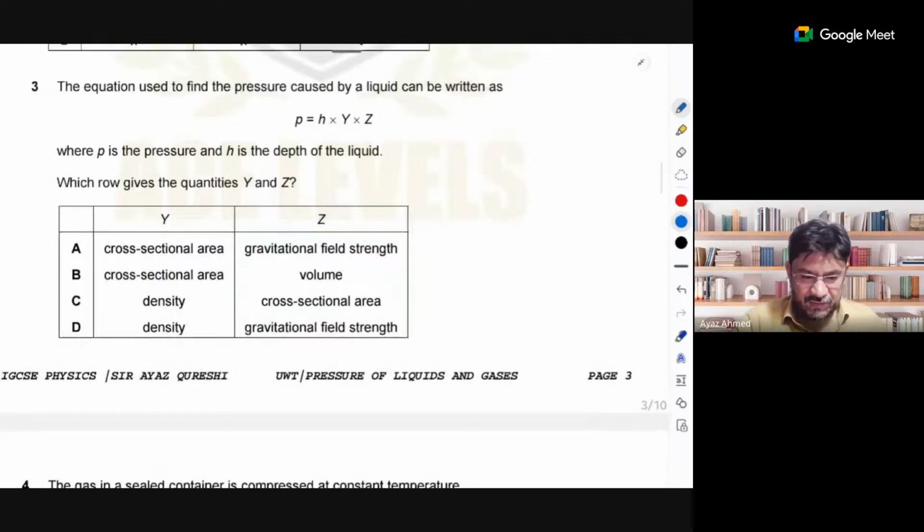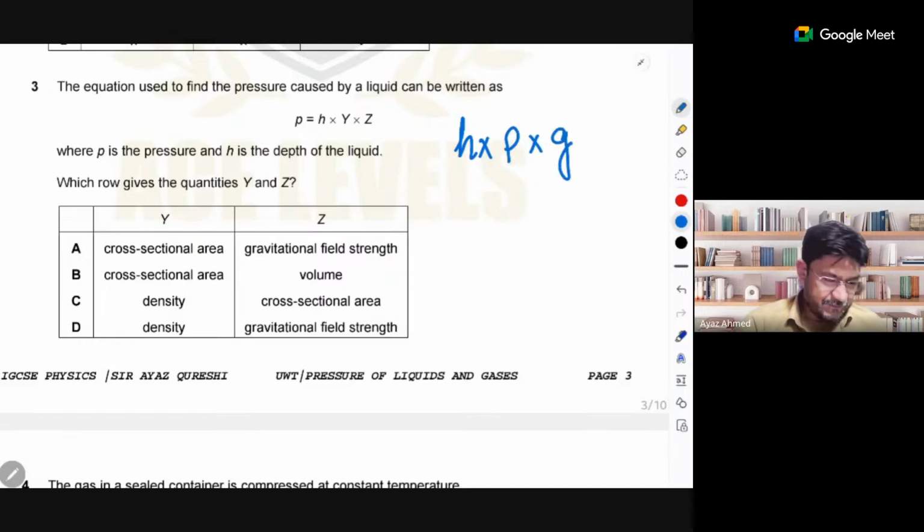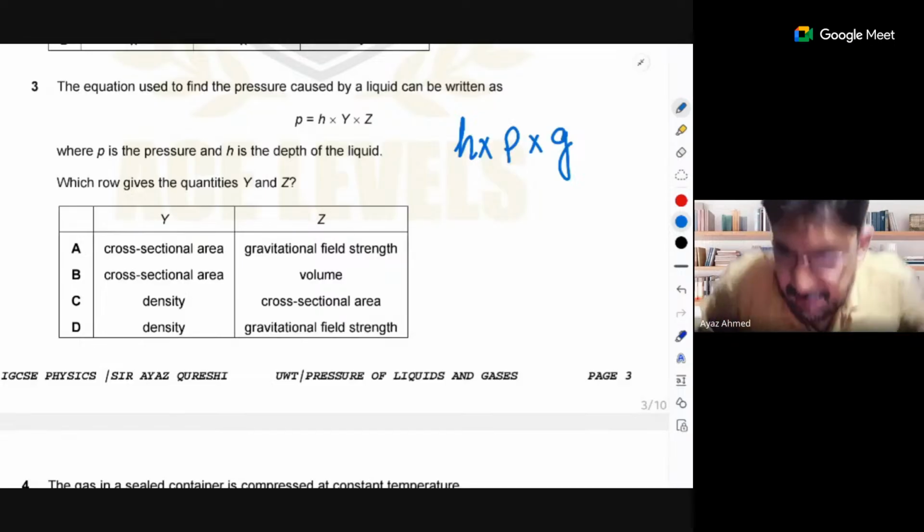Clear? Then question number 3: the equation used to find the pressure caused by the liquid is density into dash into dash. So what are those two values? H into rho into G. Is it? Yes, sir. Got it. So what should I write about this? D. Good. So B will be the right option.